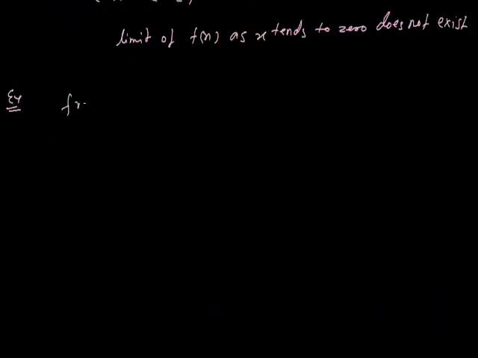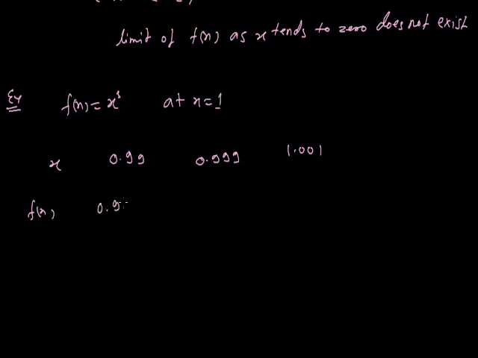Consider a function f(x) which is equal to x cube. Find the limit of this function at x equal to 1. First of all we can take values very close to 1 like this: x equal to 0.99, 0.999, 1.001. The value of f(x) at 0.99 will be 0.970299, because the cube of 0.99 is 0.970299.